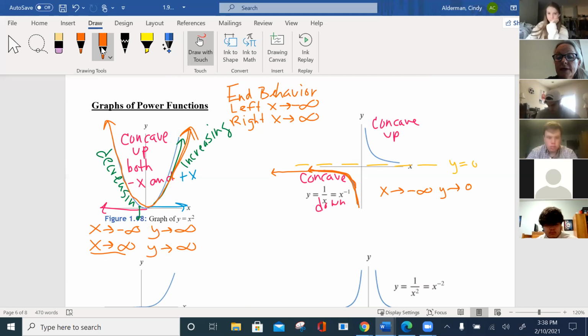Now, if we look at the right side of the graph, as x is getting bigger and bigger, it also gets really, really close, but never reaches that horizontal asymptote of y equals 0. So as x gets bigger, y is getting infinitely closer to 0, but never actually getting there because of that horizontal asymptote.